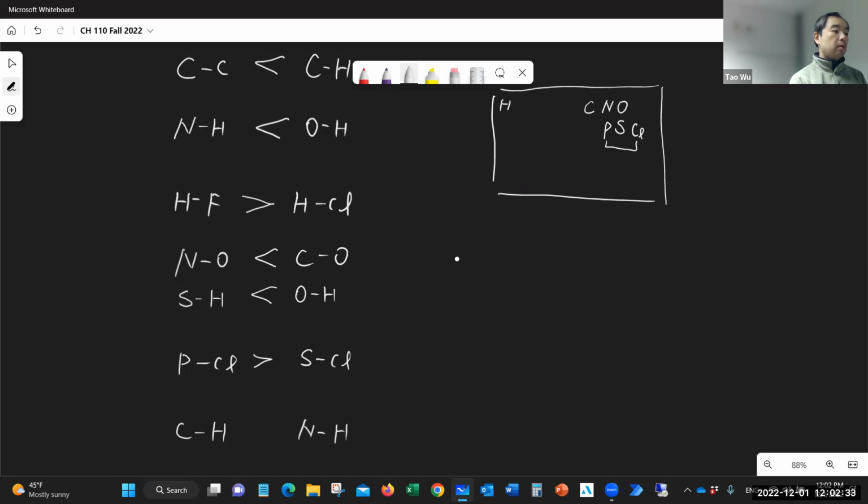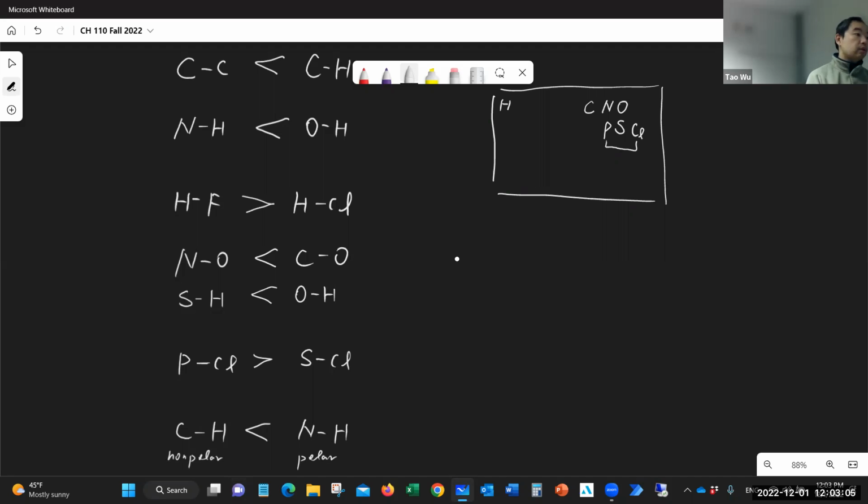The next one, carbon-hydrogen and nitrogen-hydrogen. Those are almost at the same level. Carbon-hydrogen is smaller and nitrogen-hydrogen is bigger, right? And just to let you know, based on the calculation we did, the carbon-hydrogen bond is non-polar, but the nitrogen-hydrogen bond is polar. So you can tell that a polar bond is definitely more polar than a non-polar bond.